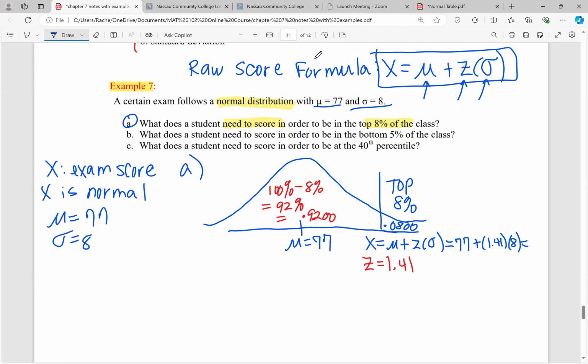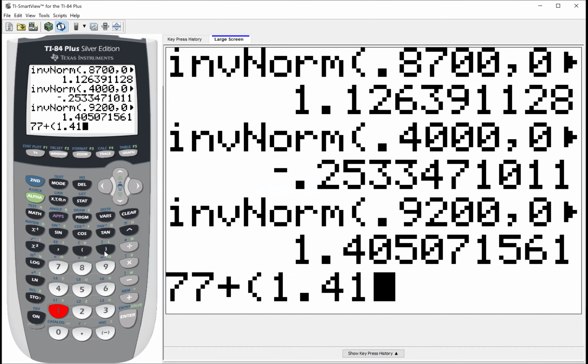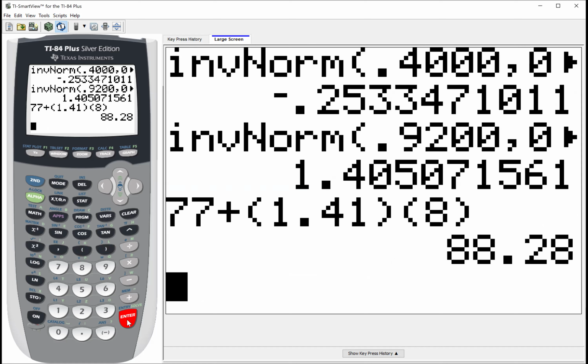And we could plug that into the calculator. So 77 plus 1.41 times 8. And we get about 88.28. And we always want to round to the nearest whole number. So in this case, it's going to be about 88.